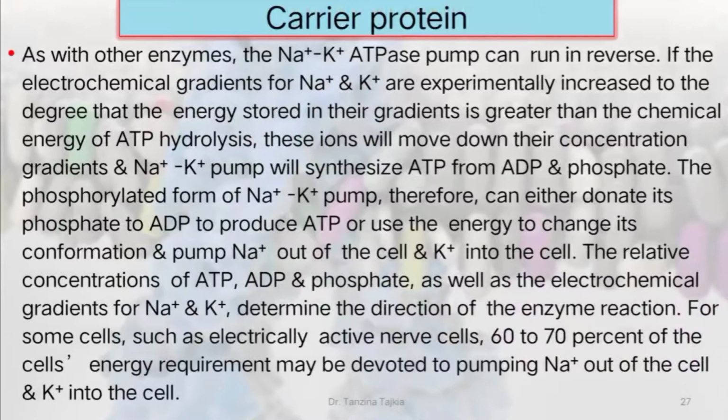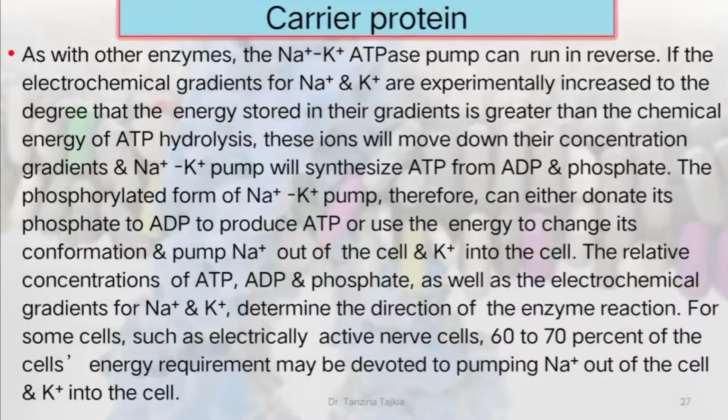As with other enzymes, the sodium potassium ATPase pump can run in reverse. If the electrochemical gradient for sodium and potassium is experimentally increased to the degree that the energy stored in their gradient is greater than the chemical energy of ATP hydrolysis, these ions will move down their concentration gradient, and the sodium potassium pump will synthesize ATP from ADP and phosphate.